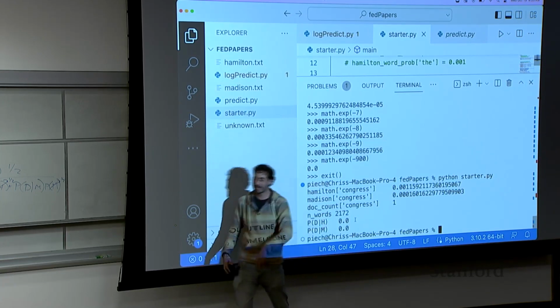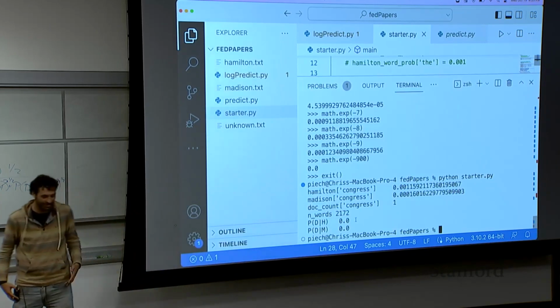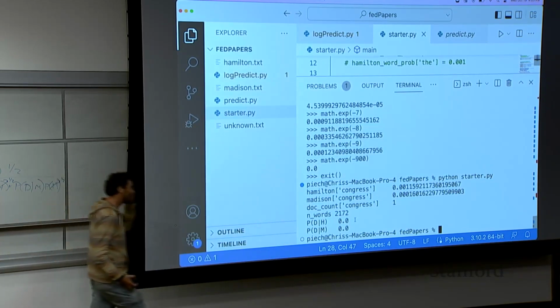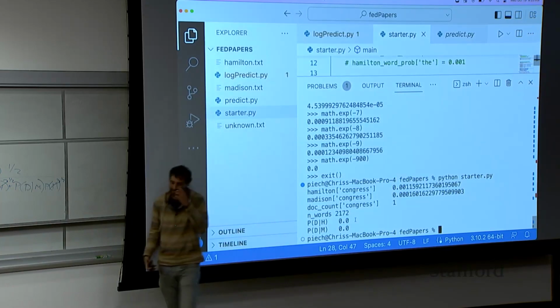The mystery continues. Come back on Friday and we will figure out what is the true answer to this question of who wrote this document, and think about it in the next couple of days. What has gone wrong here?